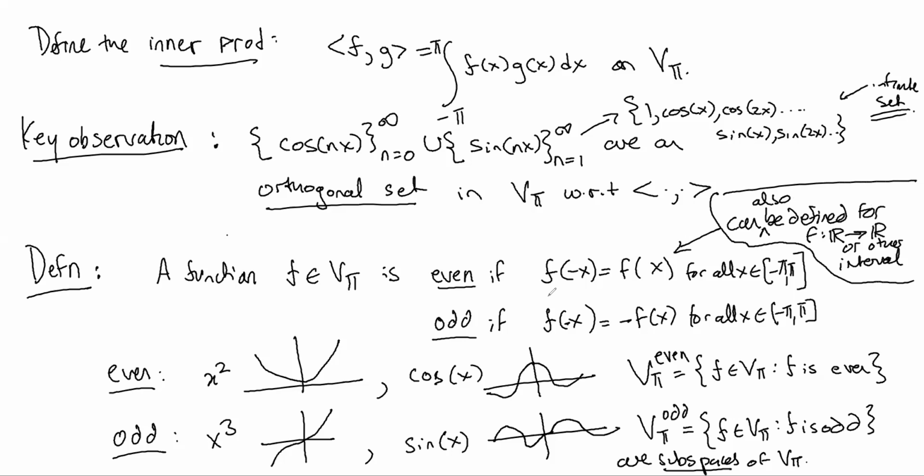Somebody's saying sine is odd and cosine is even. Yes, cosine is even because cosine of minus x is equal to cosine of x, and sine is odd because sine of minus x is equal to minus sine of x. Correct. Okay.